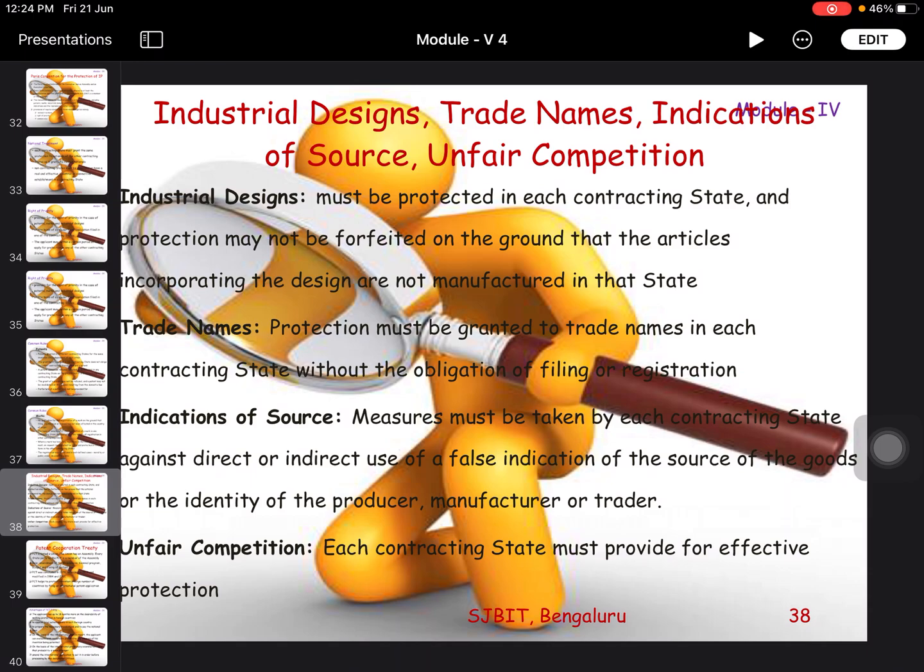Indications of source: measures must be taken by each contracting state against direct or indirect use of false indication of the source of the goods or the identity of the producer, manufacturer or trader. Unfair competition: each contracting state must provide for effective protection.